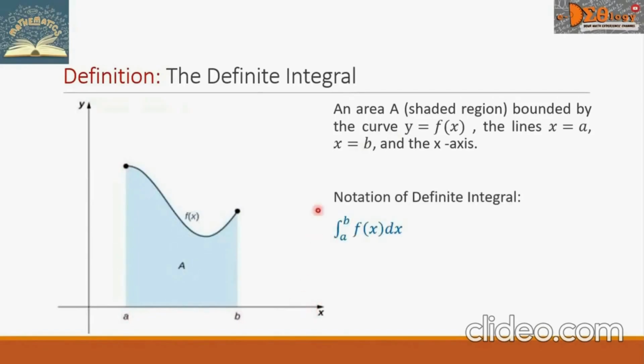Again, the notation of the definite integral is the integral from a to b of f of x dx. Here, we see two small numbers on the integral sign. We call these the limits of integration, the a and the b. Specifically, a is the lower limit, while b is the upper limit.